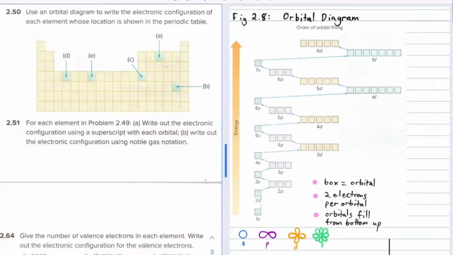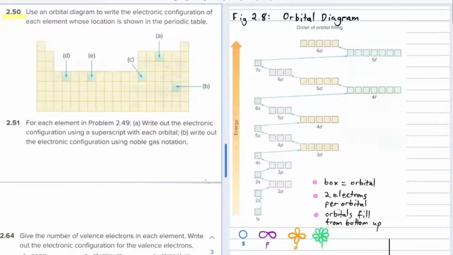Problem 50. Use an orbital diagram to write the electron configuration of each element whose location is shown in the periodic table. So you've got several elements here.